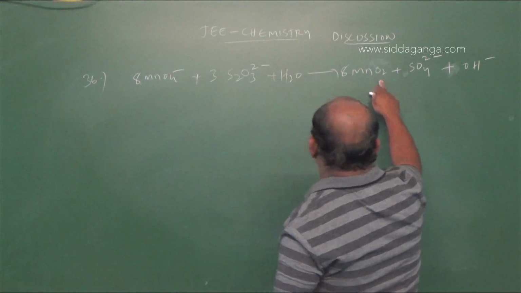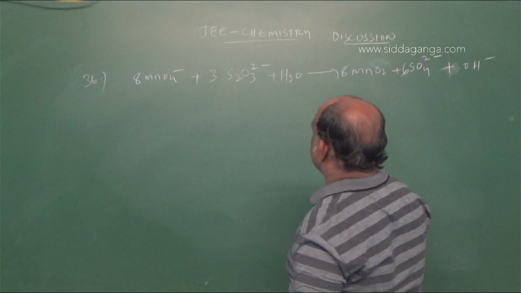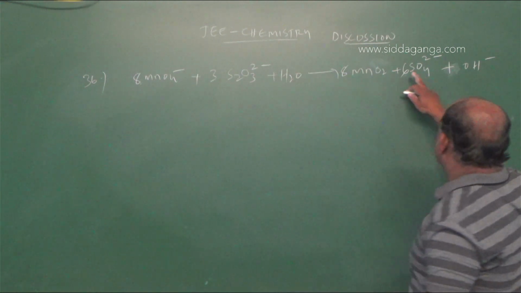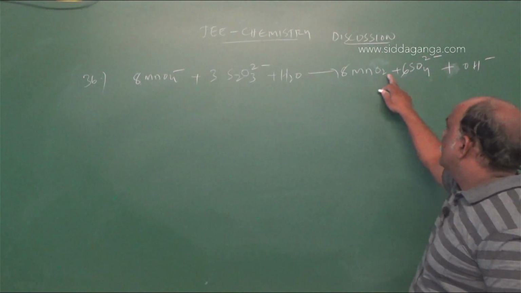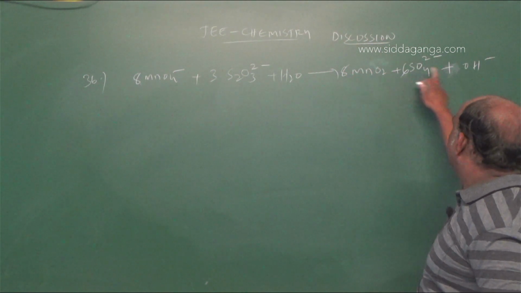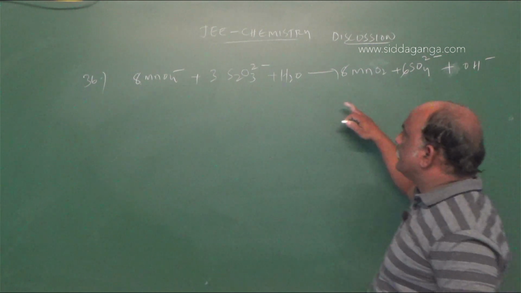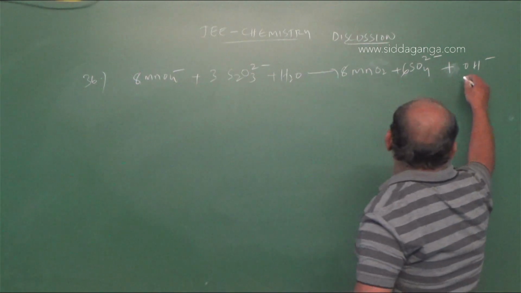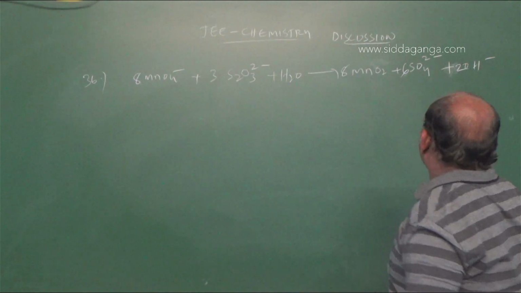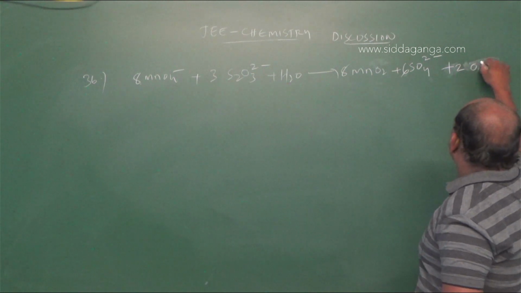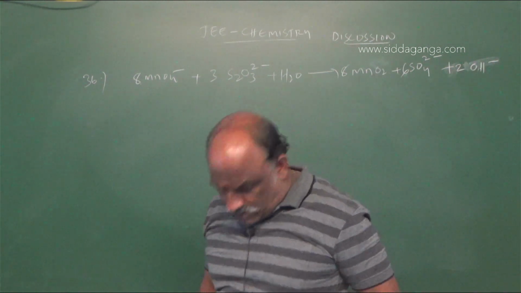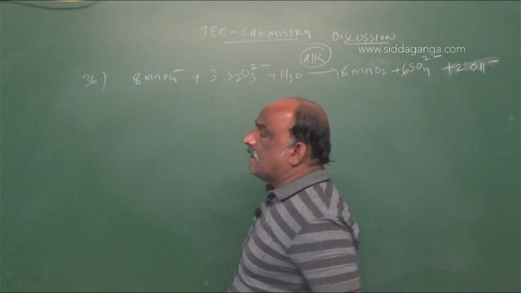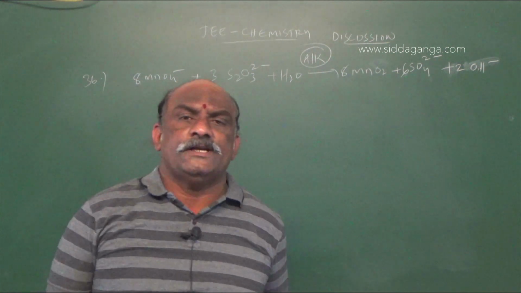So it is 8MnO4 minus plus 3S2O3 2 minus gives 8MnO2 plus 6SO4 2 minus, and the charges balance with 2 OH minus. Once you go through this reaction, it takes place in alkaline medium. The balanced equation was there in your NCERT textbook.